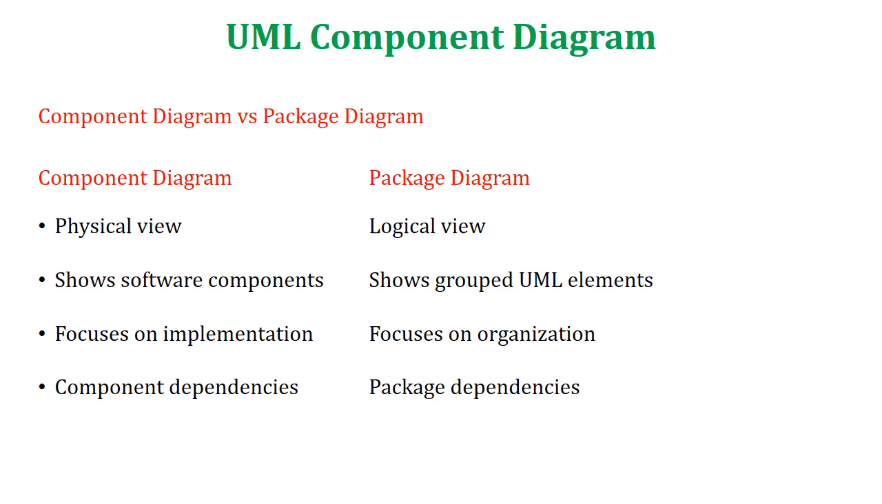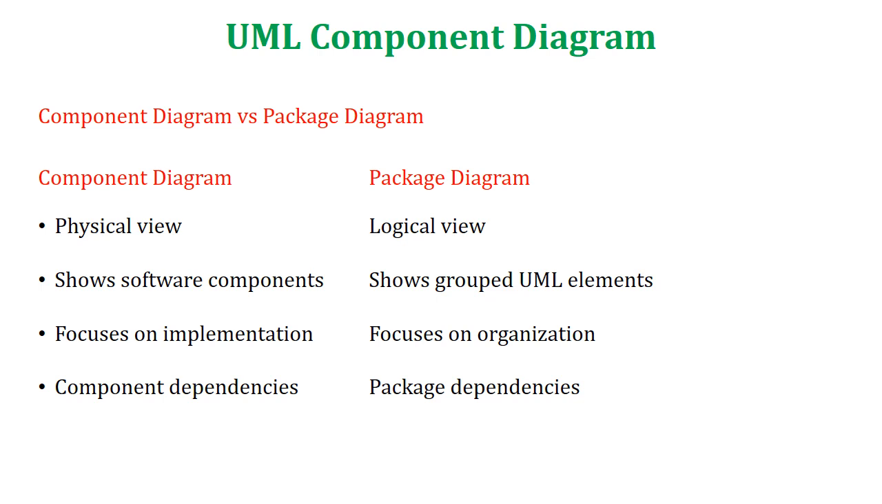Next, we are going to compare the component diagram with the package diagram. We'll discuss the comparison one by one. The component diagram is a physical view. The package diagram is a logical view. Component means everyone can view it, right? For example, the components of a CPU: the hard disk, the RAM, the ports. Everything we can tell, and that is a physical view. The package diagram is a logical view, where elements that are logically related are grouped into one unit, called a package.